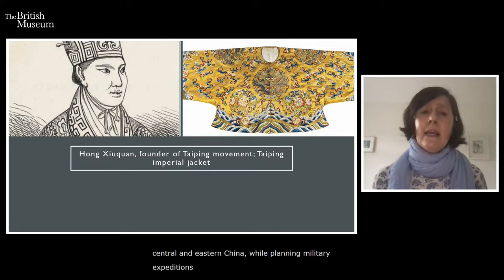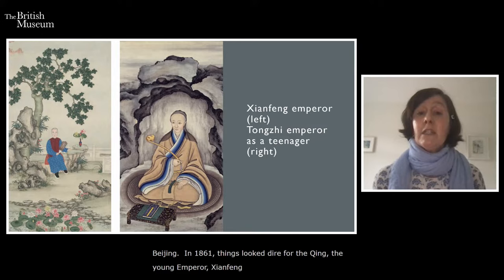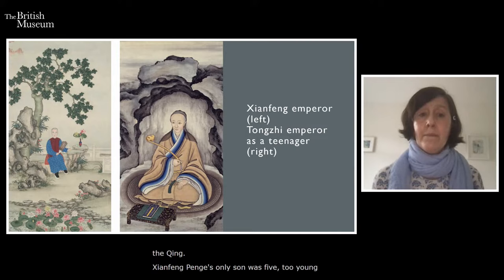In 1861 then, things looked objectively dire for the Qing. The young emperor Xianfeng died in exile from Beijing, which British and French soldiers had looted and burned the previous year. They'd also looted and burned the emperor's own beautiful summer palace. And most of the southeast of China was occupied by Taiping forces who were determined to destroy the Qing. Xianfeng's only son was five, far too young to rule except as a figurehead, the Tongzhi Emperor.